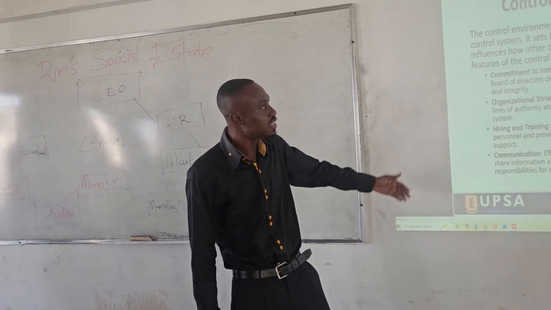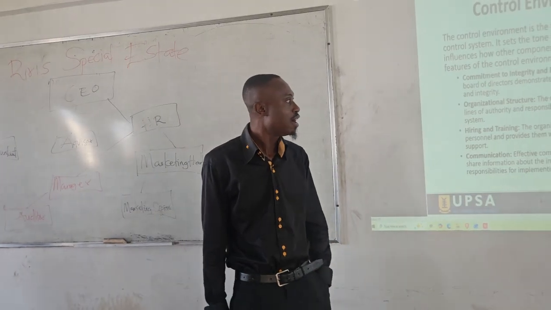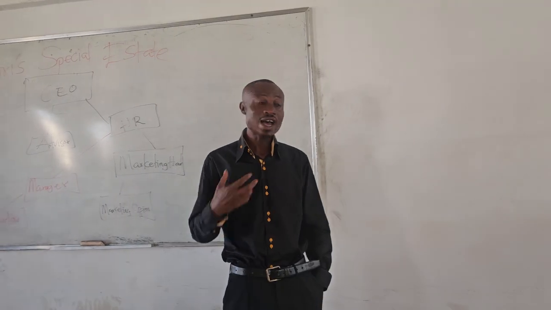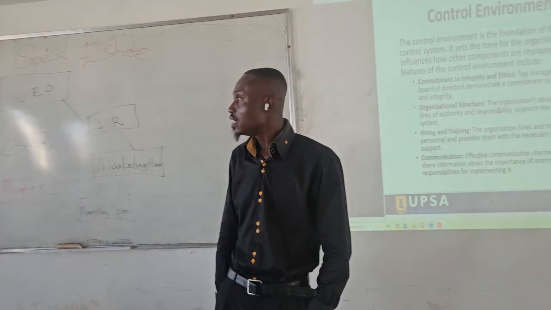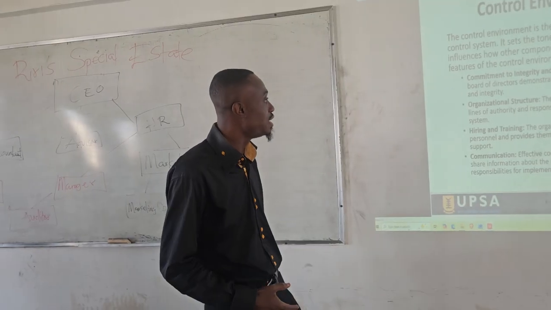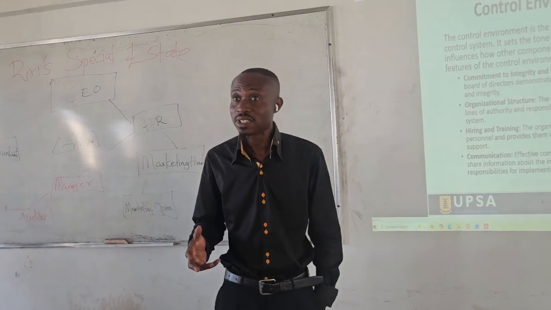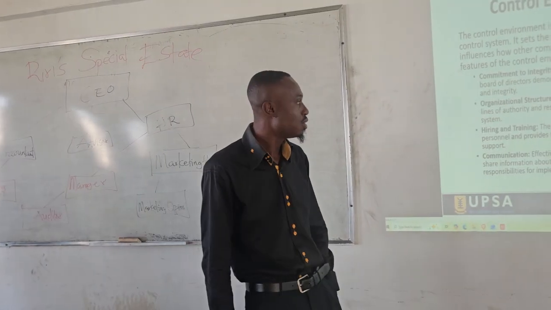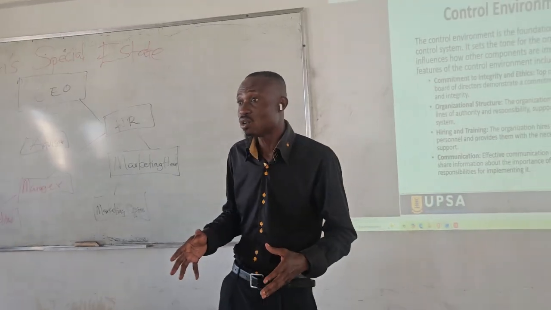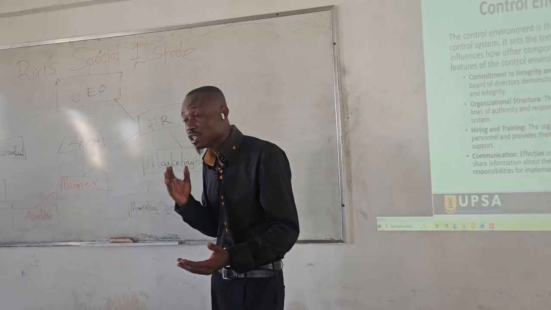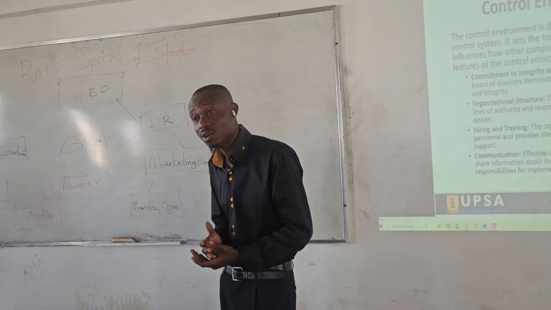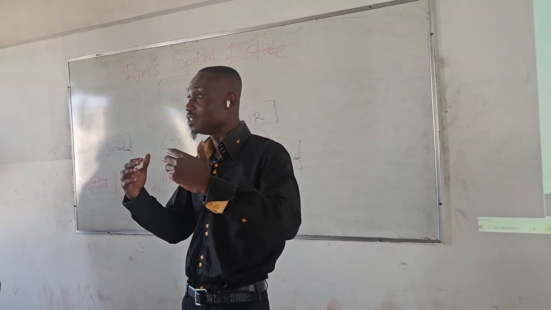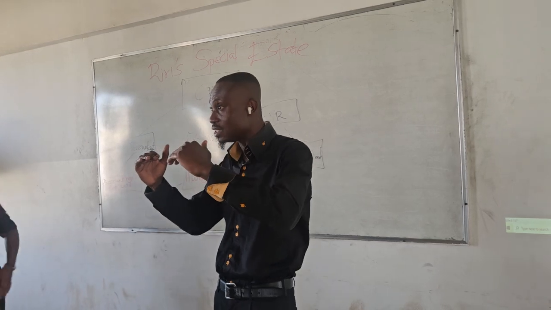Then the next key feature of the control environment is hiring and training. We are saying that the organization must hire and train competent personnel, and provide them with the necessary resources and support them. It is an internal control system that has been put in place. You must make sure you hire qualified people, and then when you hire them, you must constantly train them so that they will always be up to date and meet current trends.